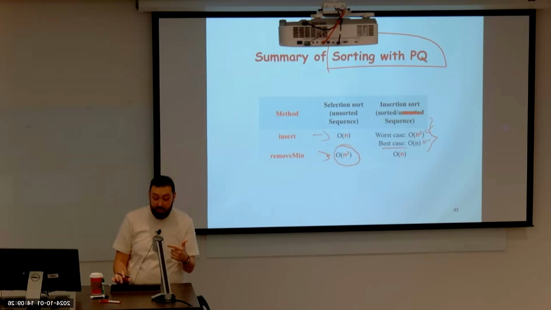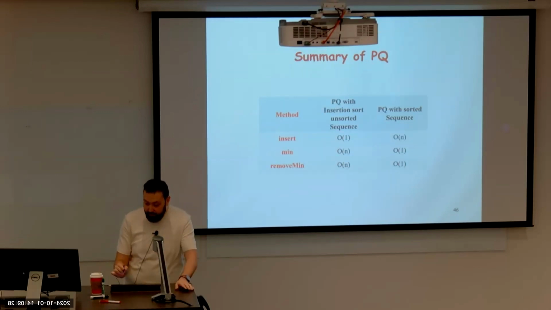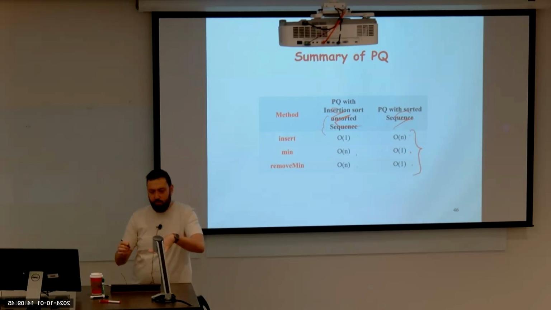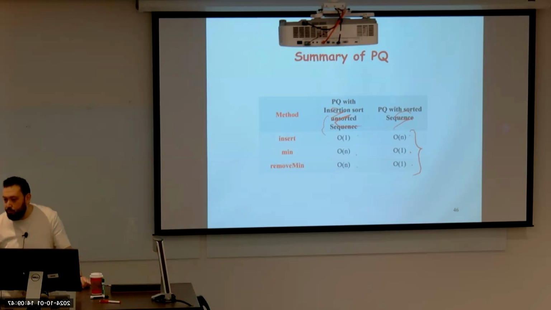What about the summary of the priority queue itself? So the priority queue with insertion sort, okay, forget about the naming. The priority queue with a sorted and unsorted list. So the sorted is going to be O of n, 1, and n. So it's the same as the previous slides. We're going to fix them. Don't worry about it. So let's move to the woo clap, guys.